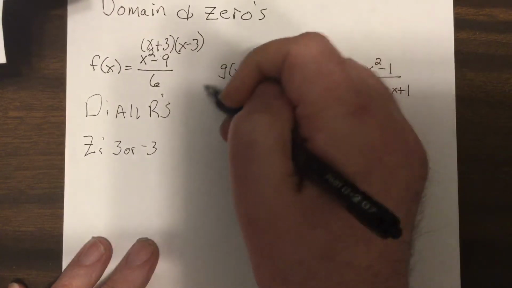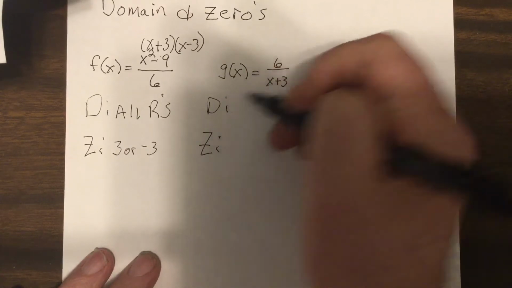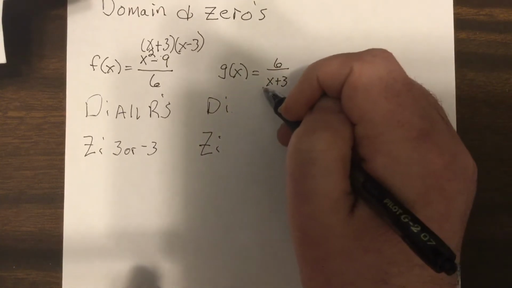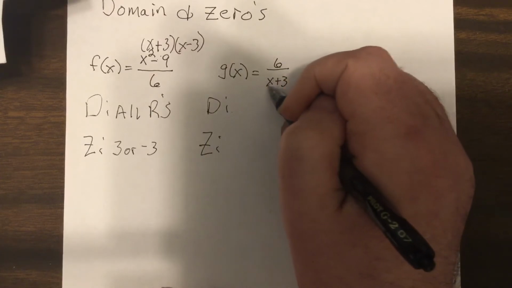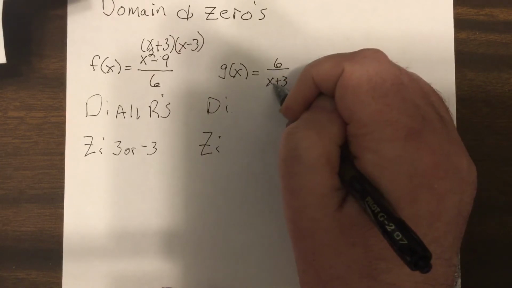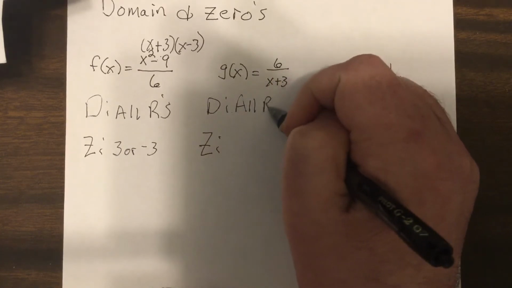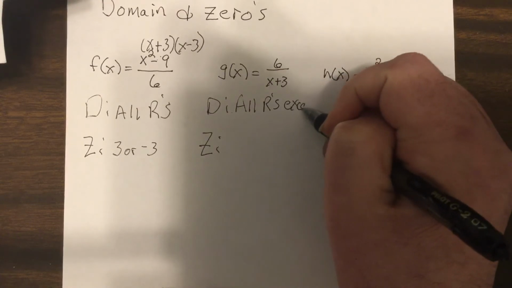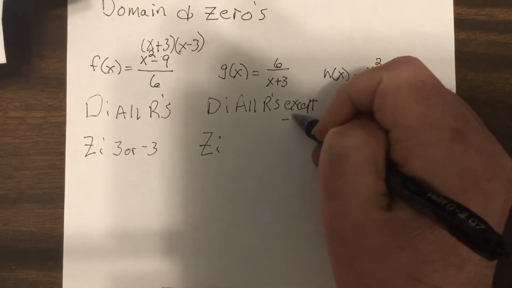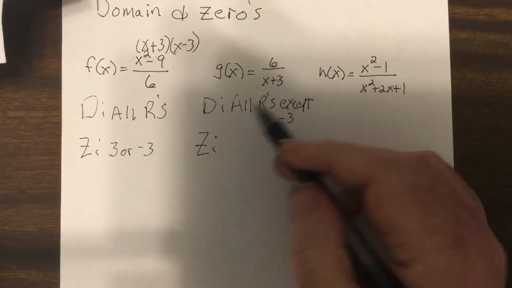So for this one, the domain, what would I put in for x that would cause the denominator to be 0? And that'd be negative 3. Negative 3 plus 3 is 0. So the domain would be all reals. Every number is okay to use except negative 3. So negative 3 is excluded from the list of numbers we can use. Of course, the list of numbers is all reals.